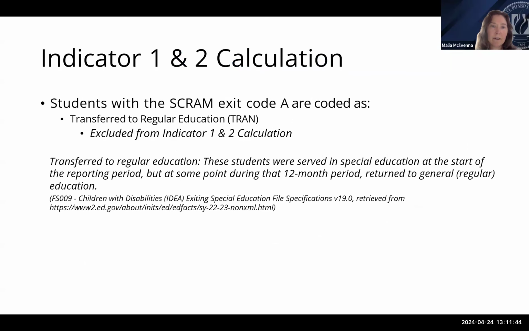For the indicator 1 and 2 calculation, why this matters is the A code falls under the category transfer to regular placement, which is excluded from the indicator 1 and 2 calculation. So these are students who were served in special education at the start of the reporting period, but at some point during that 12-month period, returned to regular education.